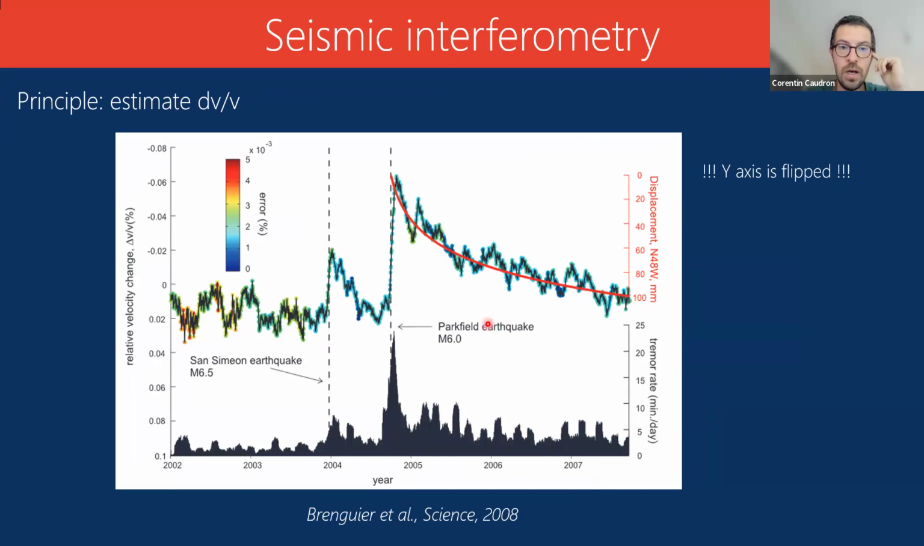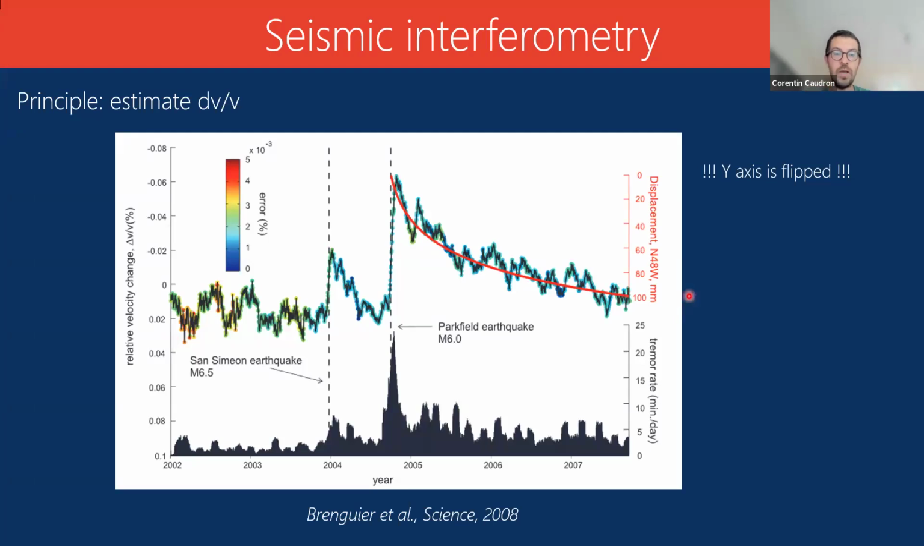One of the first studies which was published was in Science, and showed the seismic velocity change. You need to pay attention to the fact that Florent Brenguier, who was the first author of this paper, at that time was flipping the axis. So negative is up and positive is down. But essentially what you see is that when there is no earthquake, there is nothing. And then you have a big earthquake, seismic velocity will decrease, then it will recover. Then you have a bigger earthquake, that's in Parkfield in California. You have a seismic velocity drop, and then again it will recover.